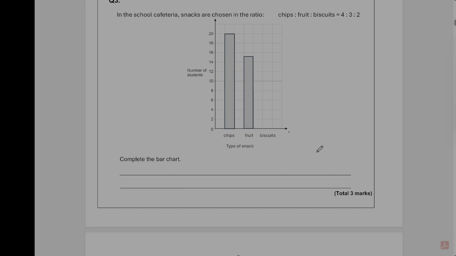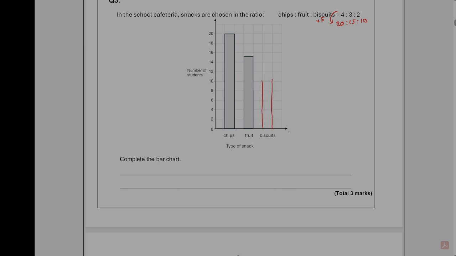Question 3. In a school cafeteria, snacks are chosen in the ratio of chips to fruit to biscuits, 4 to 3 to 2. Complete the bar chart. So we've got 4 to 3 to 2, and we've got the numbers 20, 15, halfway in between 14 and 16, so 15. So hopefully, if I've done this right, we're timesing by 5. That works for the middle term. And then we need to times by 5 here, so that would give us 10. So we need to draw a bar of equal width that goes up to 10. So you're going to be looking like that.